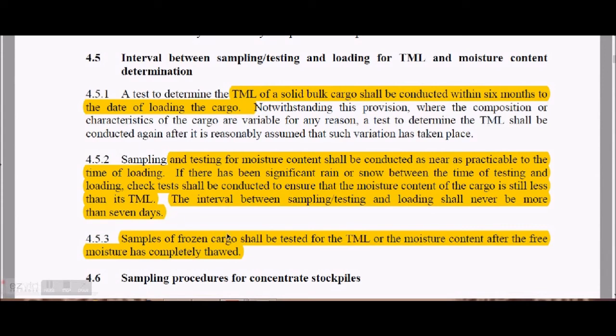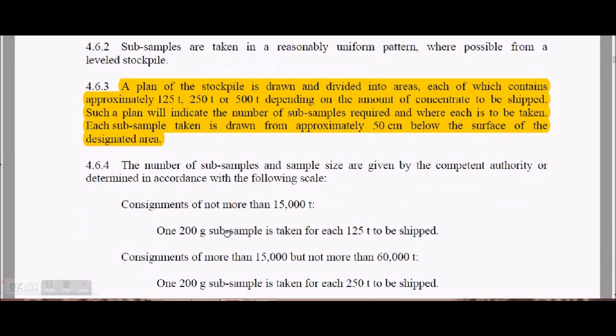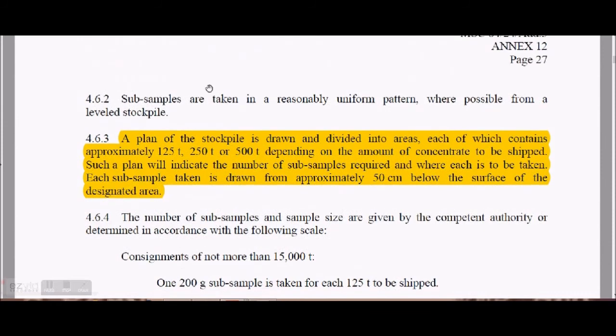So here is how a plan of a stockpile is drawn and divided into areas, each of which contains approximately 125 or 250 tons, depending on the amount of concentrate to be shipped. Such a plan will indicate the number of sub-samples required and where each is to be taken. Each sub-sample taken is drawn from approximately 50 cm below the surface of the designated area. Means for each area, you take out something at 50 cm below.